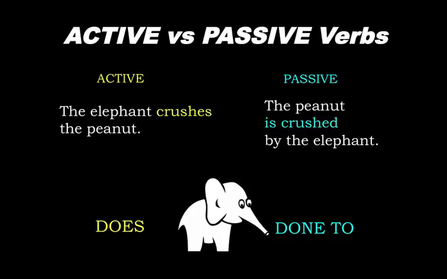Earlier, we recognized the difference between an active and a passive verb. An active verb indicates when the action is done by the subject, so the elephant crushes the peanut, versus a passive verb, which indicates the action being done to the subject, so the peanut is crushed by the elephant.